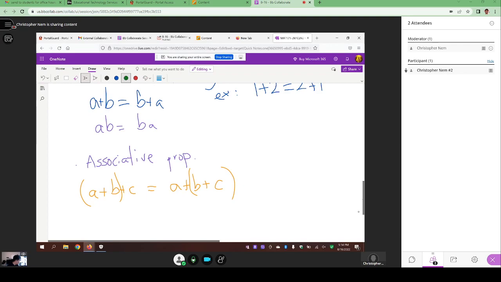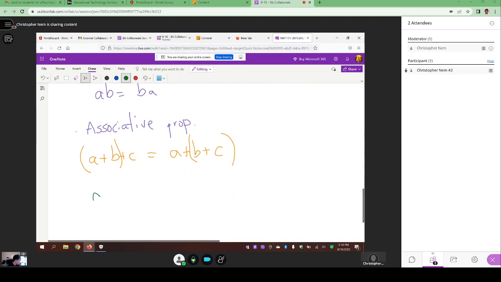So the power about this is that it also works for multiplication. So we can have A times B times C. If I put them next to each other, that means multiplication. That is the exact same thing as saying A times B times C, where you multiply the first two, B and C, first, then you multiply A.